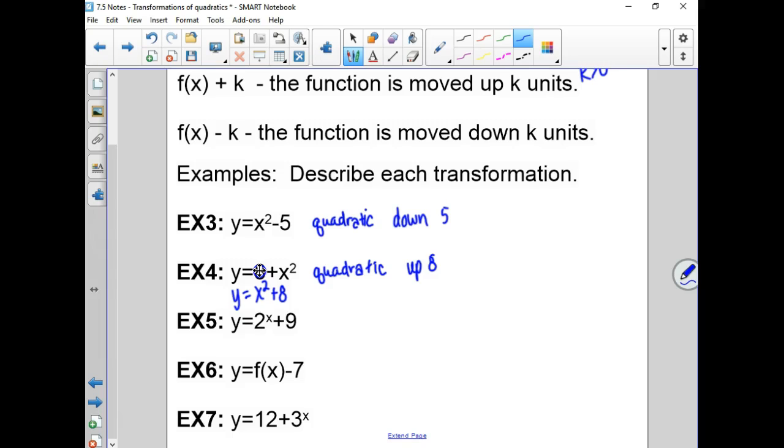Example 5 is different because it's not a quadratic. Whenever I see this 2 to the x power, that tells me that this is an exponential function.